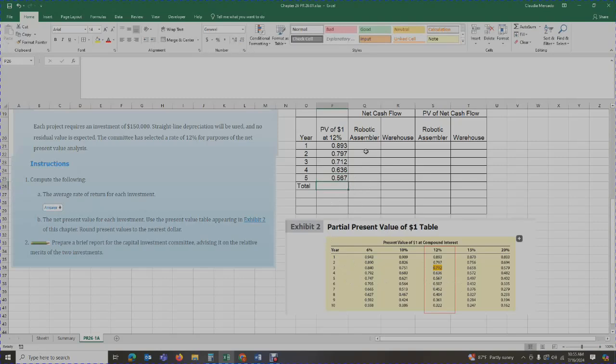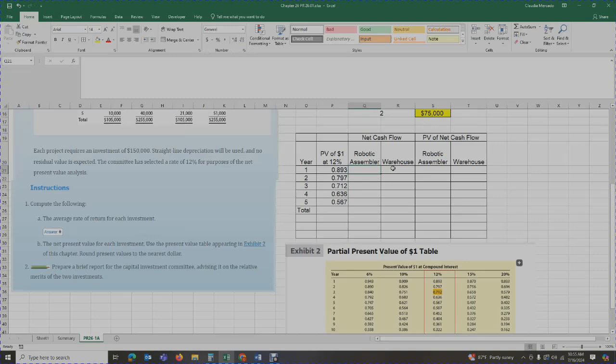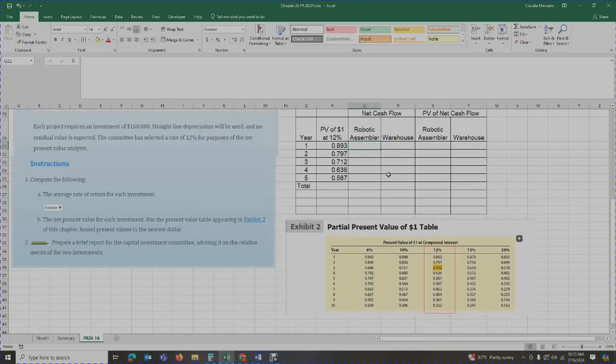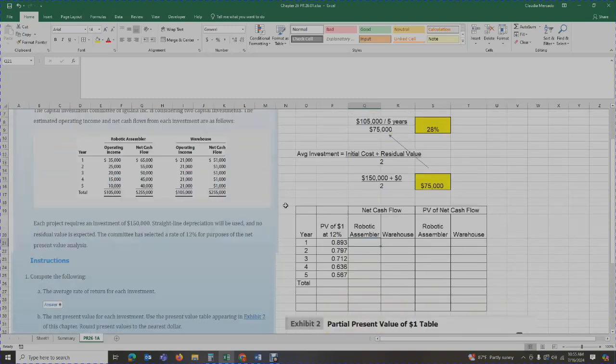Now that we've got the present value of $1 at 12% for each of the years, you can see the dollar is losing value as it takes longer for us to collect or earn that money. Now we're going to get the net cash flow. This is the money coming in, the cash flow coming in from each of the projects. We're going to start off with the robotic assembler.